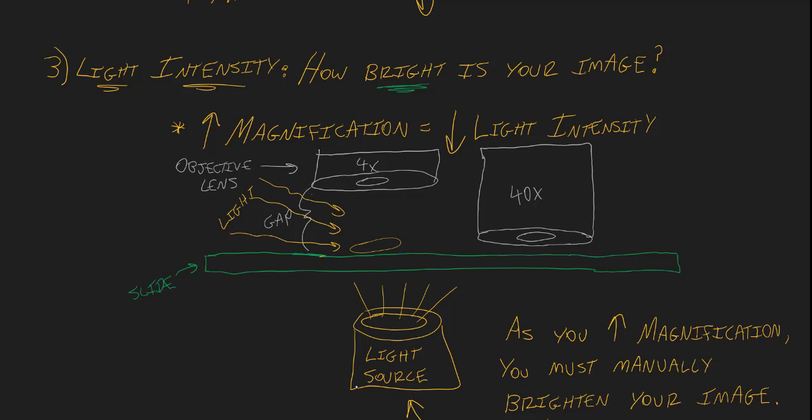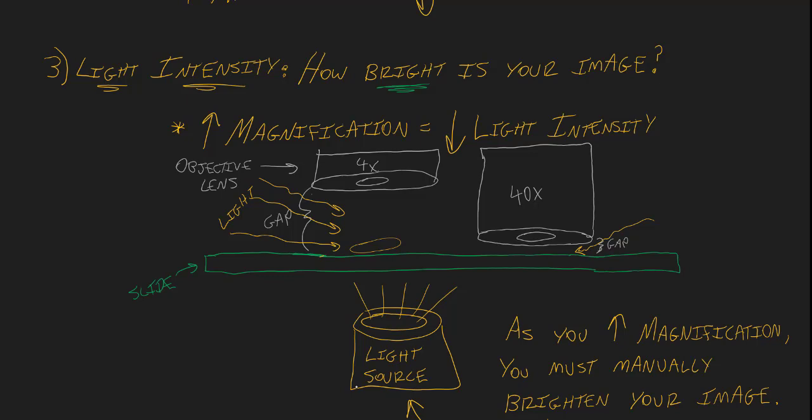Now look over here for contrast at the 40x objective lens, our highest magnification lens. Look how small the gap is here between the lens and the slide. It's tiny. Almost no light is going to be able to penetrate here to shine on your slide. The 40x lens literally casts a shadow on the slide, making it very, very dark and hard to see.